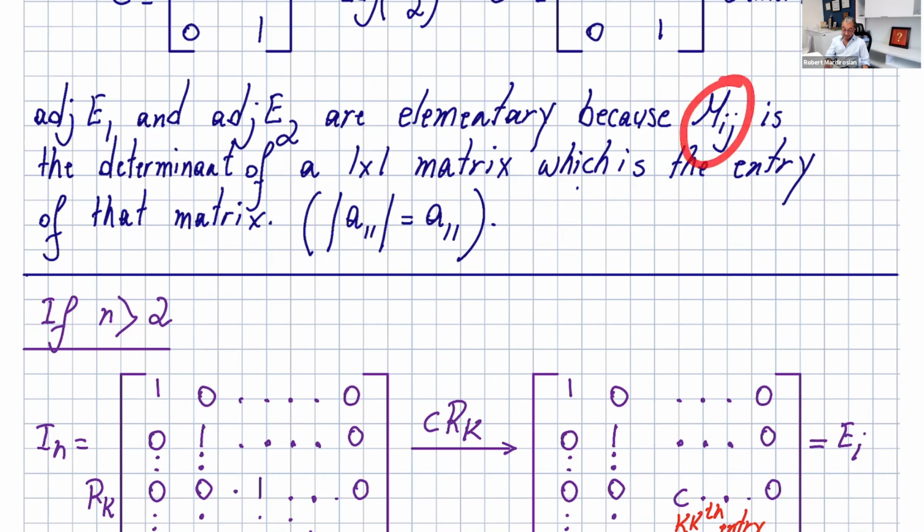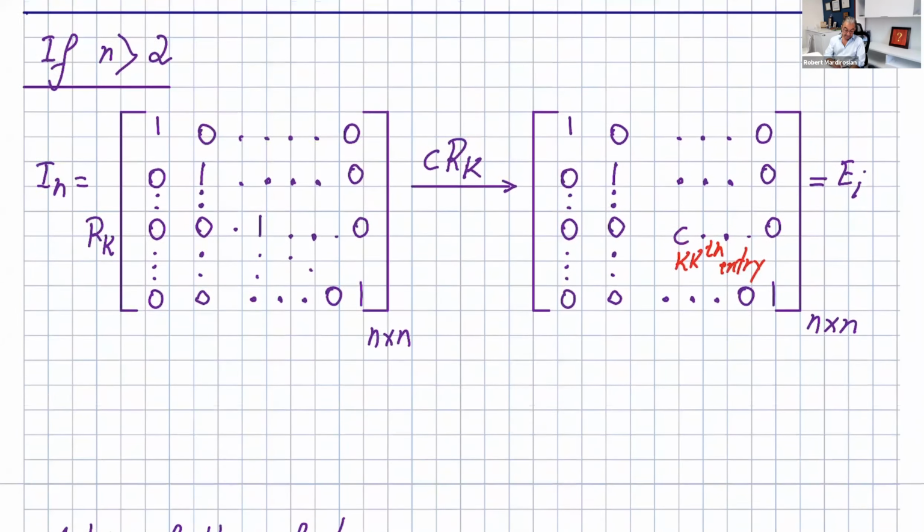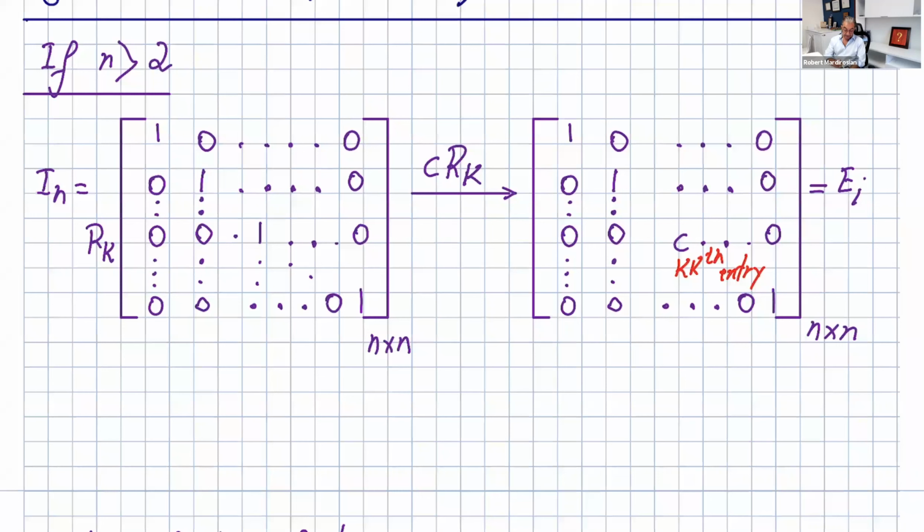because the minor Mij for a 2 by 2 matrix is the determinant of a 1 by 1 matrix, which is the entry of that matrix, and I showed it to you. So that's why when it's 2 by 2, you do get an elementary matrix when you multiply a row by a constant. If n is greater than 2, let's see what happens.